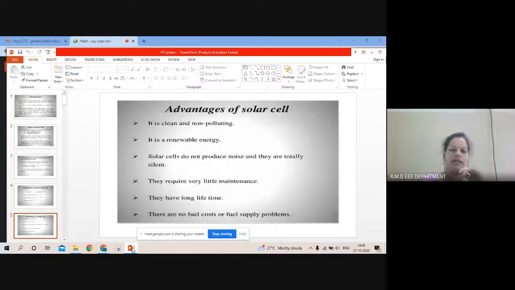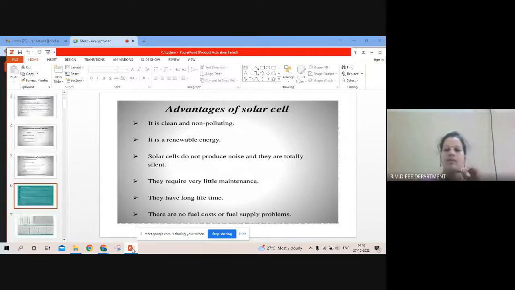And then regarding the advantages, we all know that it results in a clean and non-polluting environment as it is a renewable energy, and it doesn't produce any noise. It also requires very little maintenance. Comparatively, it has a long lifetime, and it doesn't require any fuel cost or fuel supply also.